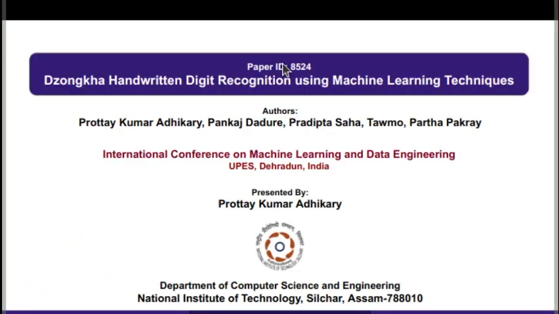I'll be presenting this paper titled Dzongkha Handwritten Digit Recognition Using Machine Learning Techniques, paper ID 8524, communicated by Pratyay Kumar Adhikari, Pankaj Jadure, Pradipta Saha, Tamo, Partha Pakre. I, Pratyay Kumar Adhikari, from the Computer Science and Engineering Department, NIT Silchar, will be presenting the overview of this paper.